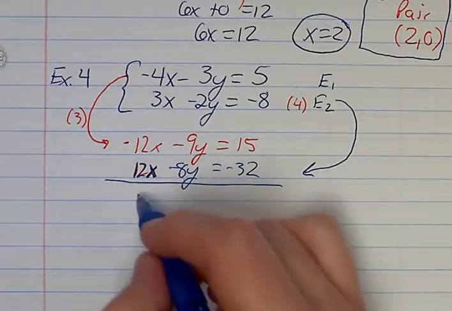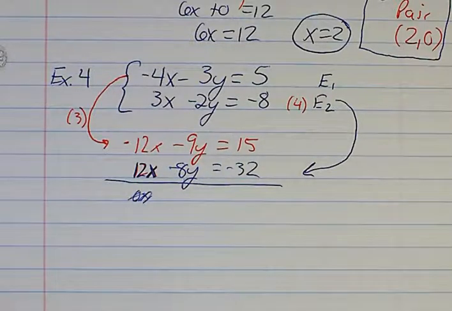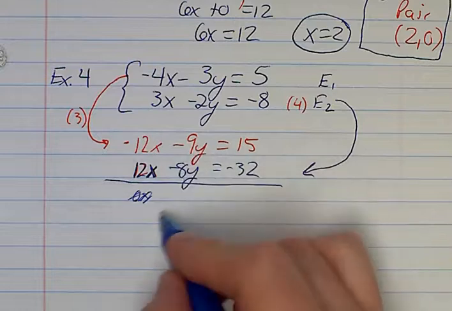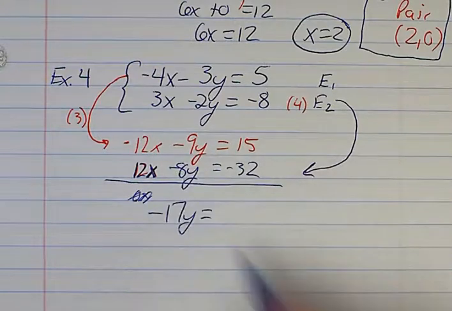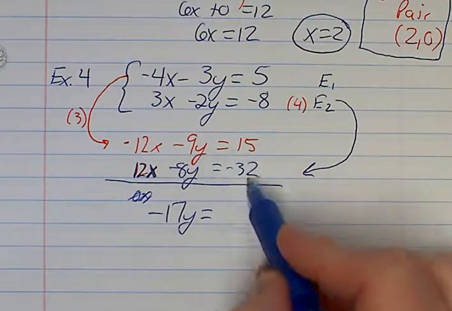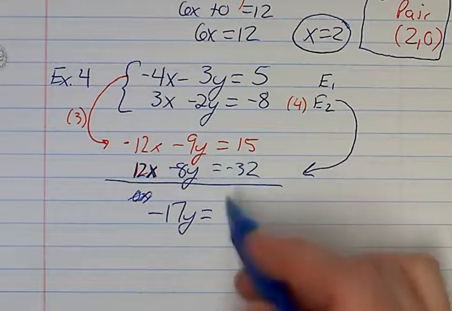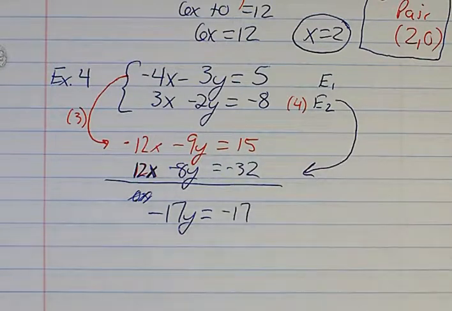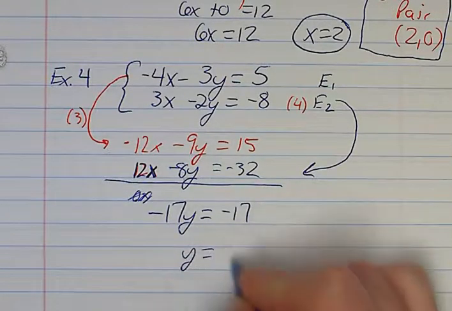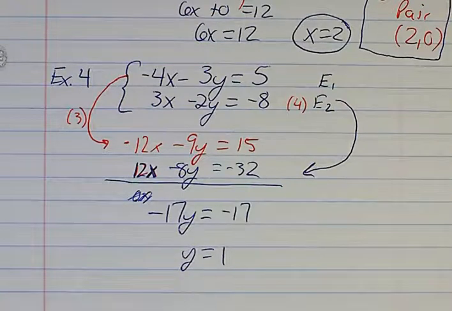Okay, 12 minus 12 makes that 0, so that one's gone. Negative 9 and negative 8, that's a negative 17. And 15 minus 32, or negative 32 plus 15, that's a negative 17. So dividing those two numbers, the y value is 1.